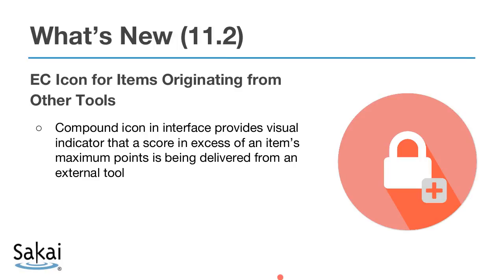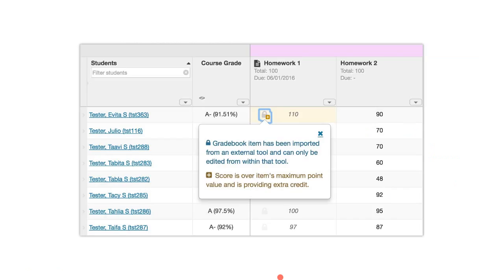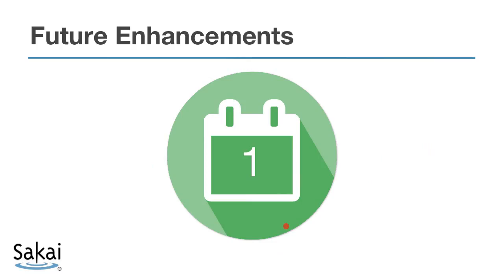So for 11.2, we've added a new combo icon that shows both the lock and the extra credit plus in the cell. So here we can see the combo icon, and when I click on it, I get an informative popover that provides both information about the external item status and the extra credit. Okay, so that's what's new in 11.2.